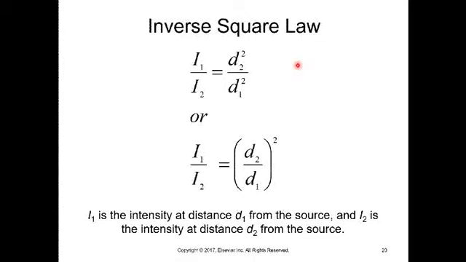Every time you cut your distance from a source in half, you increase your intensity by a factor of 4. So let's talk about that in layman's terms. If you get closer to your source, your intensity is going to increase. If you get further from your source, your intensity is going to decrease. So the intensity of electromagnetic radiation is inversely related to the square of the distance from the source. That's a really technical term.